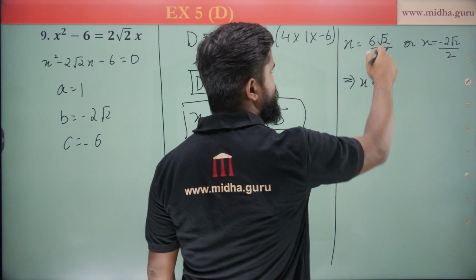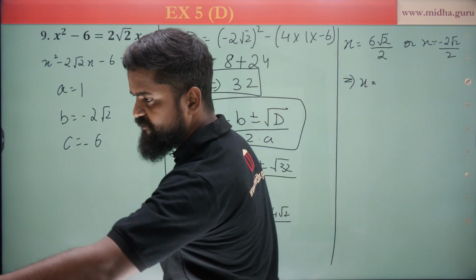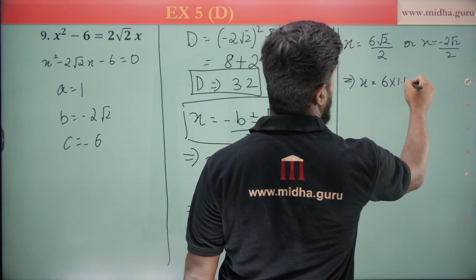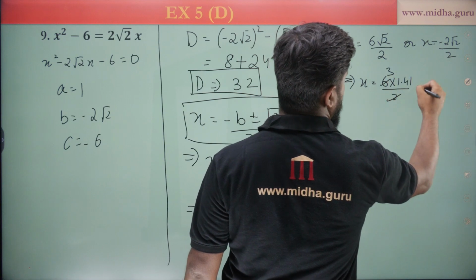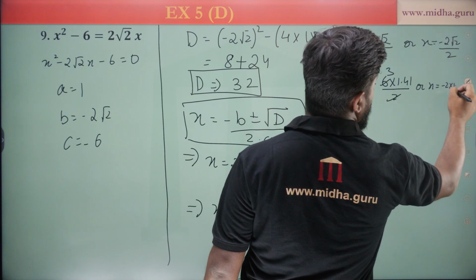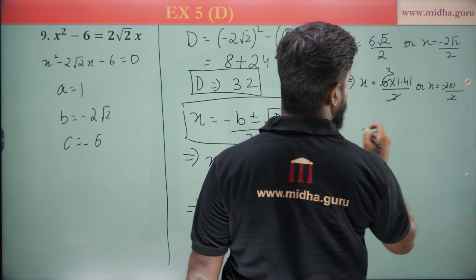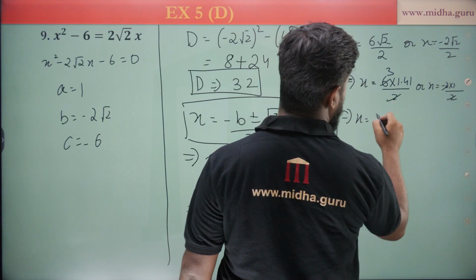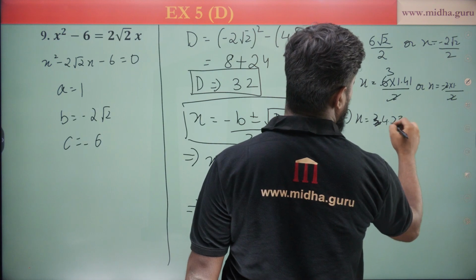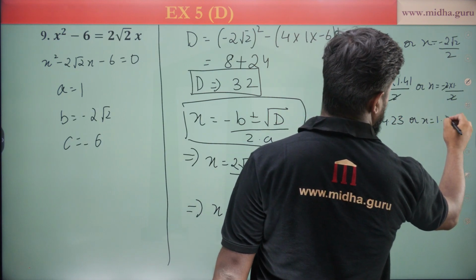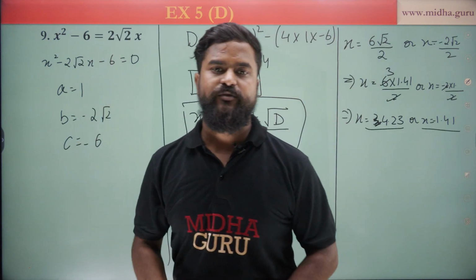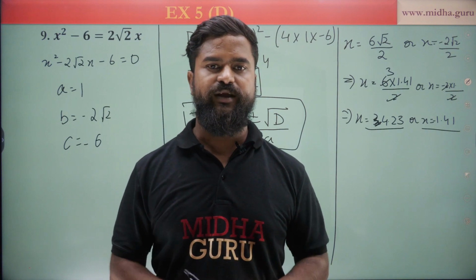So now x is equal to 6 root 2 divided by 2, and the value of root 2 is 1.41. So 6 into 1.41 by 2, or x is equal to minus 2 into 1.41 divided by 2. This 2 gets cancelled out. So we have x is equal to 4.23, or x is equal to minus 1.41. And these are the solutions for the given quadratic equation. Moving on to the next problem.